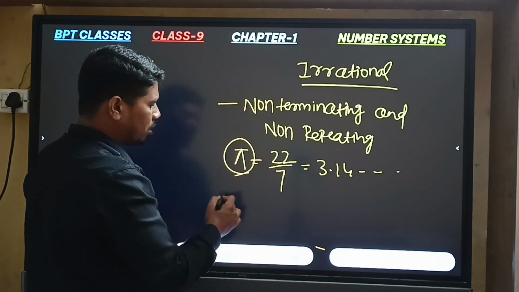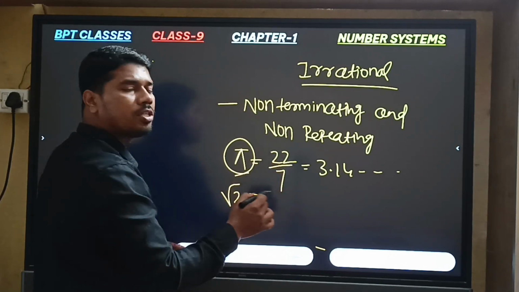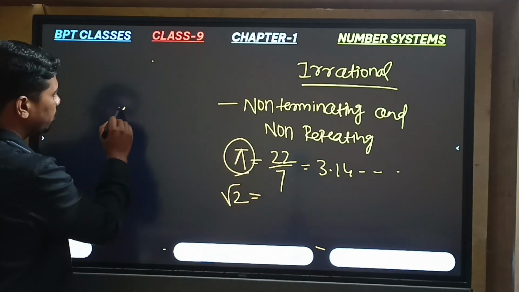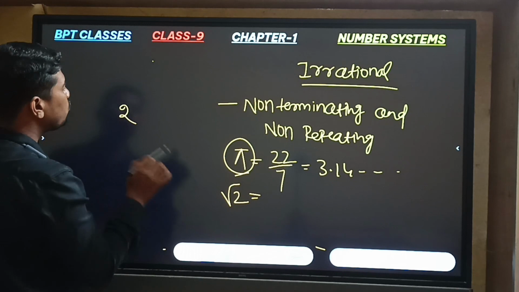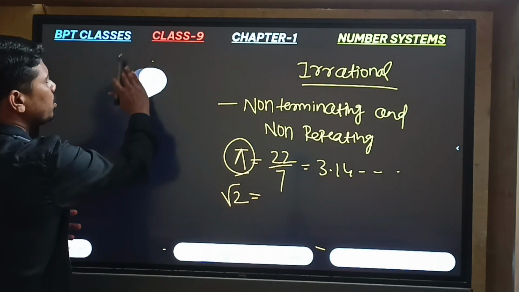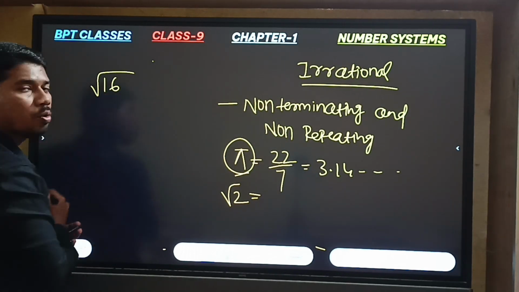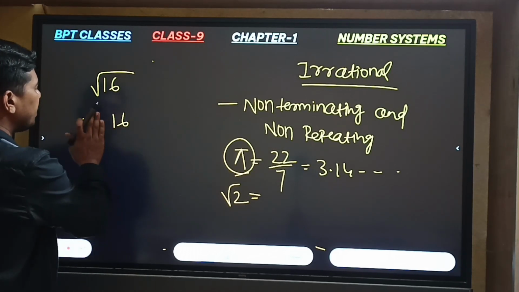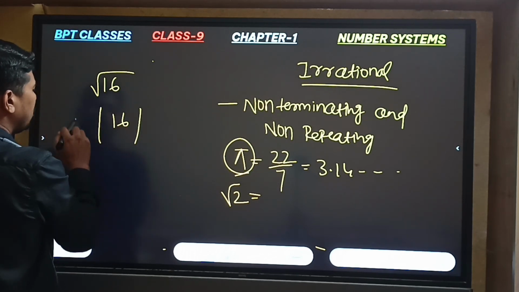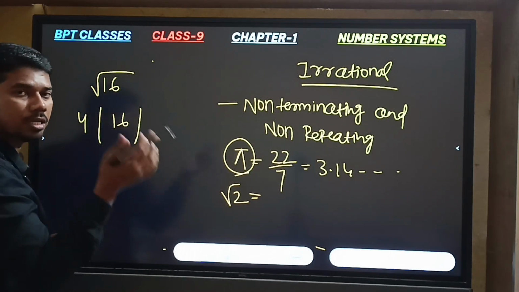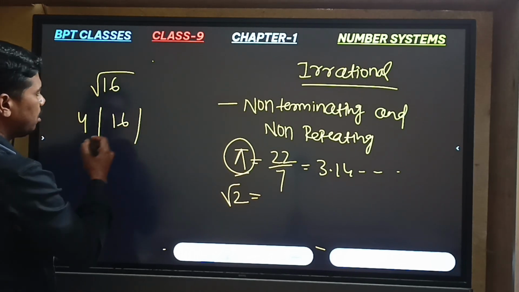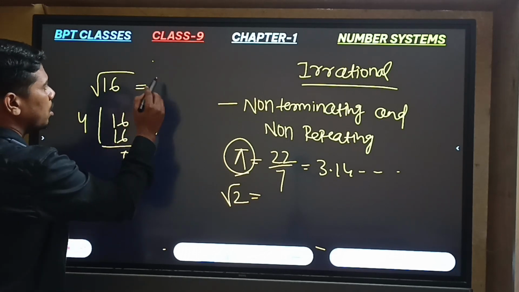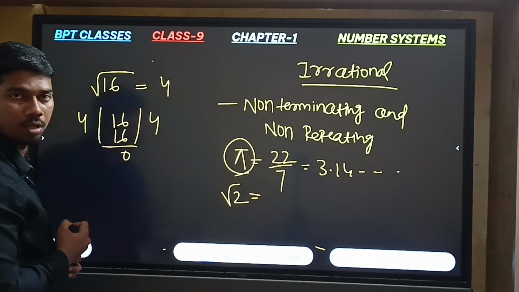Like that you can say root 2 is also non-terminating and non-repeating. How? Look here, I am writing root 2. But first, any other value, just tell me. Suppose root of 16. How to find the square root of 16? It is the number 4, as we already discussed in our previous video. 4 fours are 16, the remainder is 0. So 4 is the square root of 16. The value is 4.